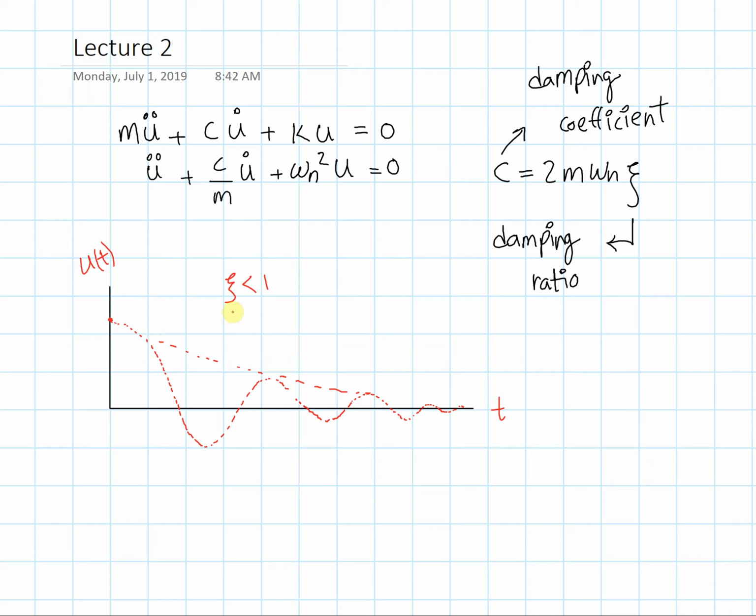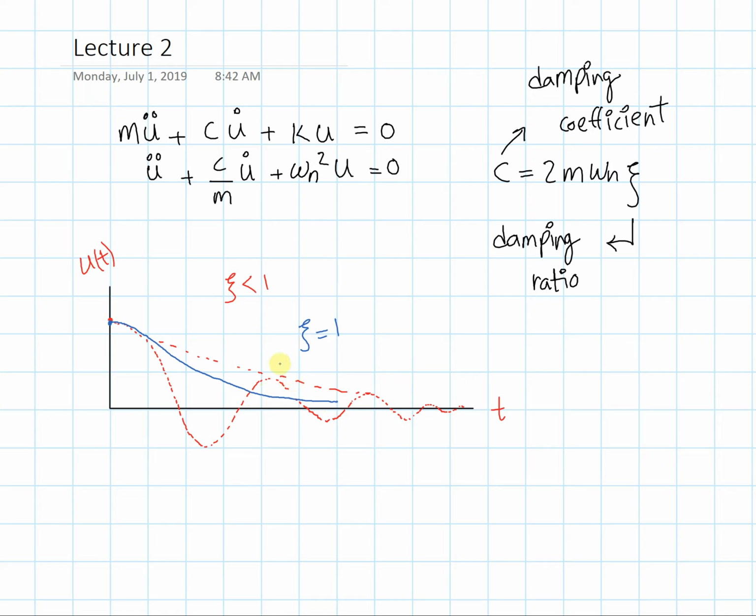Now, what happens if zeta is equal to 1? For that, I'm going to choose a different color. I'll say zeta is equal to 1. We call this the critically damped case. And whenever we are given a critically damped case, we typically start off at the same position, but this time we're no longer going to oscillate. And what happens is our structure is going to go to the 0 position, kind of like that, without any oscillation.